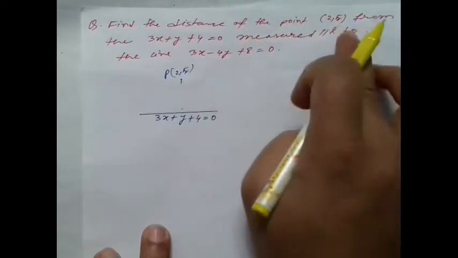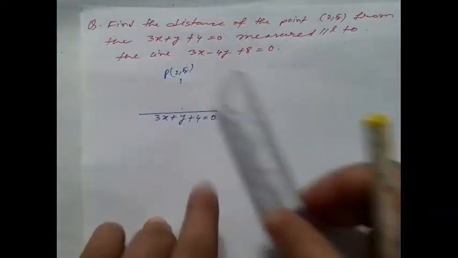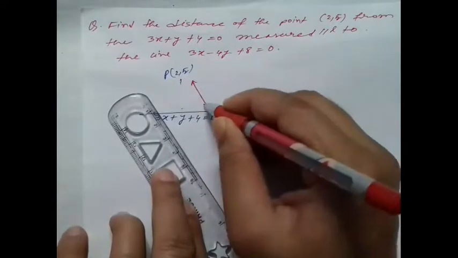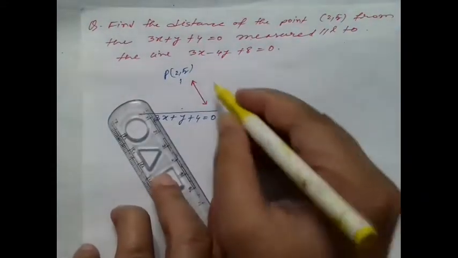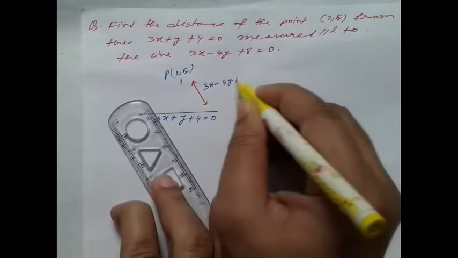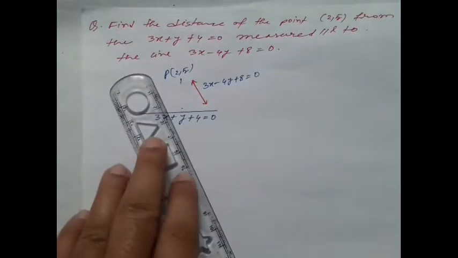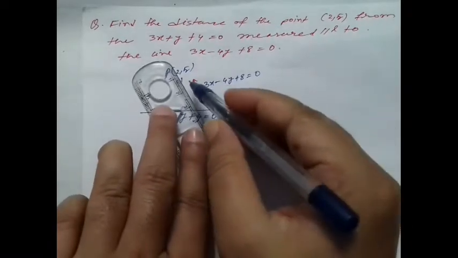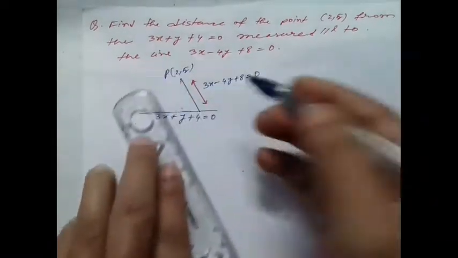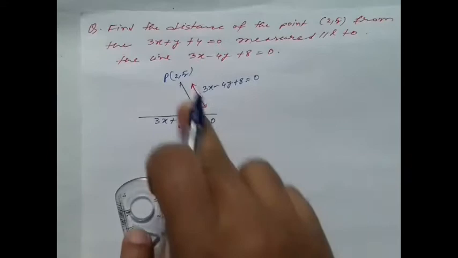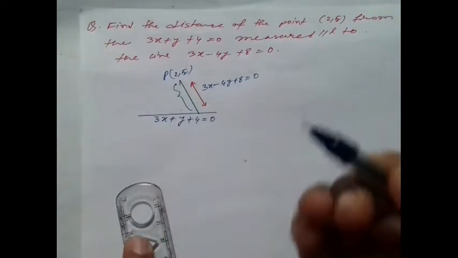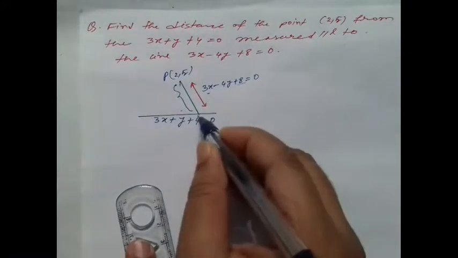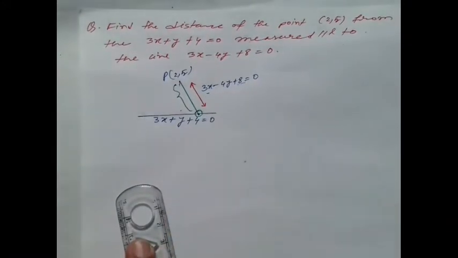Okay, it is given that it is measured parallel to the line, which means here we have another line, and this one is 3x minus 4y plus 8 equals 0. So you have to find the distance measured parallel to this line. Measured parallel means the distance should be this one. This is the distance we have to find, as the distance is measured parallel to the direction of this line. So naturally we need this point.